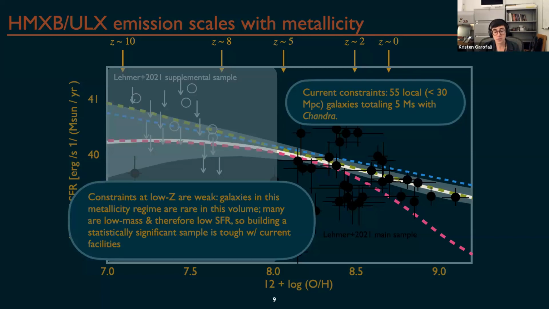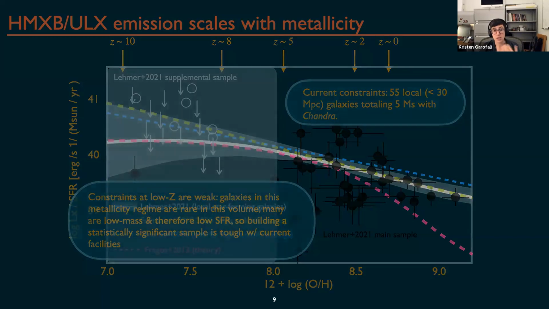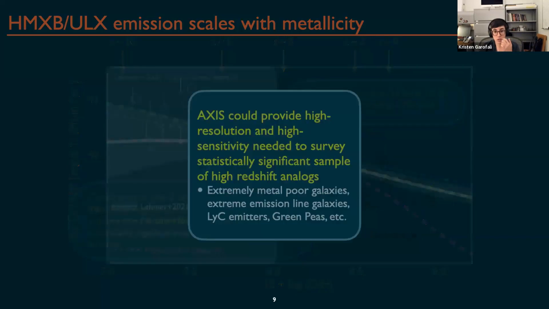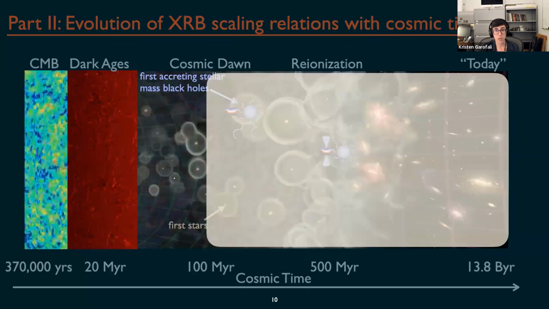So building up a statistically significant sample at present is tough, just with the archives or even with new Chandra observations. So this is a place, obviously, where AXIS really could provide a significant improvement through its high resolution capabilities and high sensitivity to get this statistically significant sample of what I'd call high redshift analogs. So the types of galaxies that are kind of rare nearby, and so that we need to probe out to larger and larger volumes.